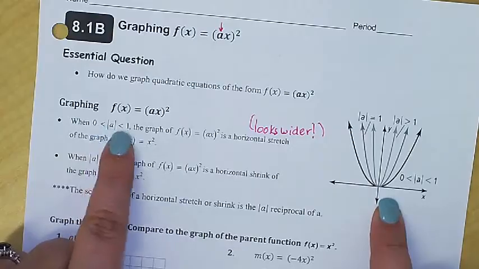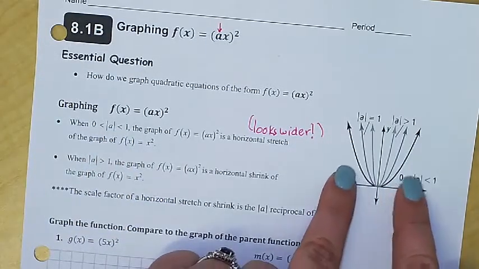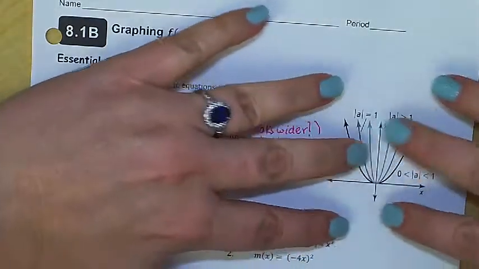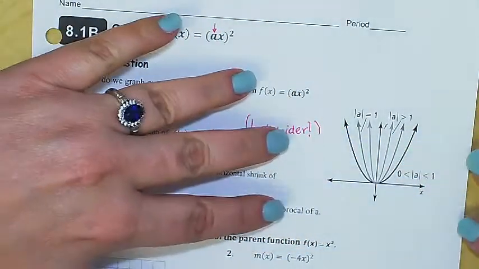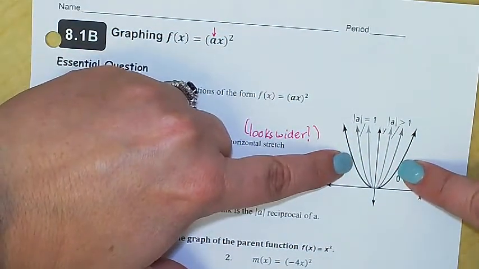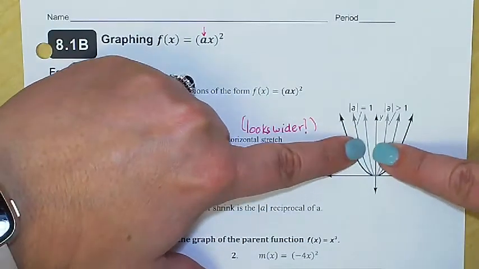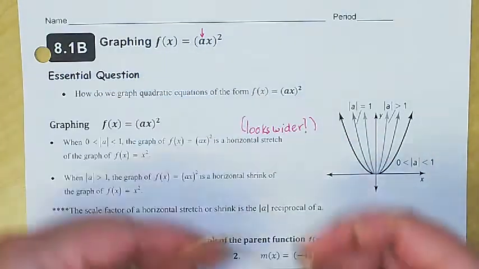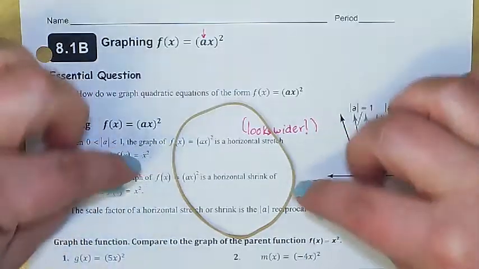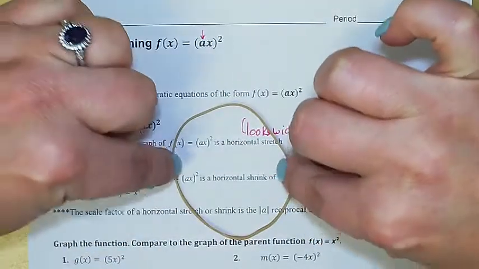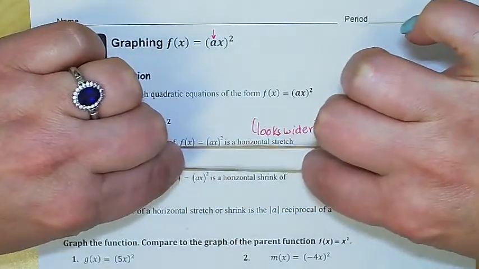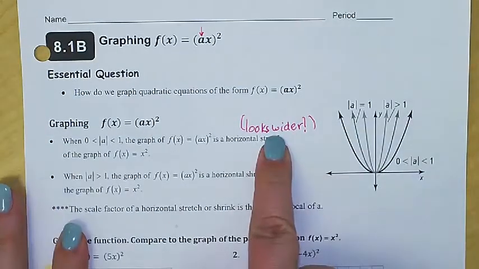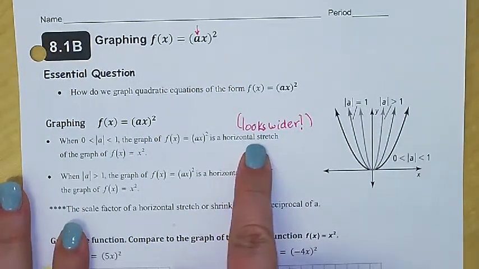So when that A value is between 0 and 1, we're still going to get a wider graph. You can see that here. But now we're going to describe that graph from a horizontal perspective. And a wider graph from a horizontal perspective is like taking it and stretching it horizontally, from side to side. Kind of like my little rubber band experiment that I showed you in class. If I grabbed it from the sides and stretched it horizontally this way, it would get wider, right? So it's still going to look wider, but now we're going to describe that as a horizontal stretch.